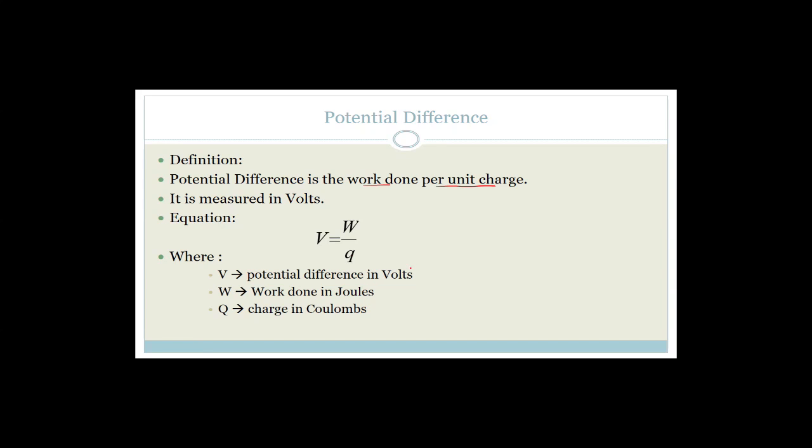And I'm running through this quickly because we did discuss this last lesson. So the work done is in joules. Remember, that is the same as energy. So you can either say it's the energy required or the work done per unit charge. Your charge is measured in coulombs and your potential difference is volts.